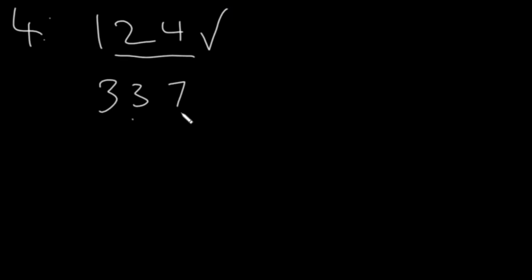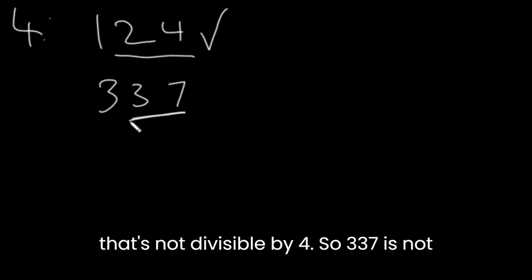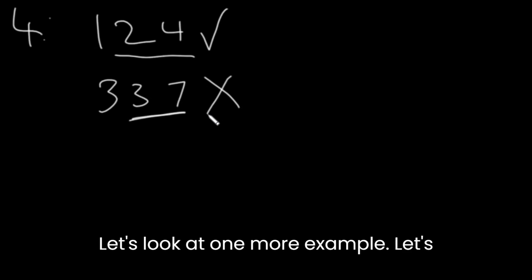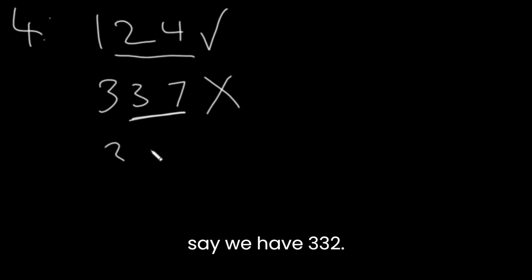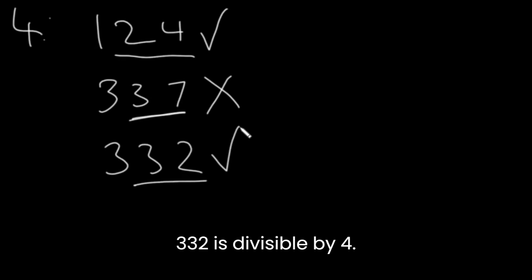337. We look at the last 2 digits, so that's 37, and that's not divisible by 4, so 337 is not divisible by 4. Let's look at one more example. Let's say we have 332. 32 is divisible by 4, so 332 is divisible by 4.